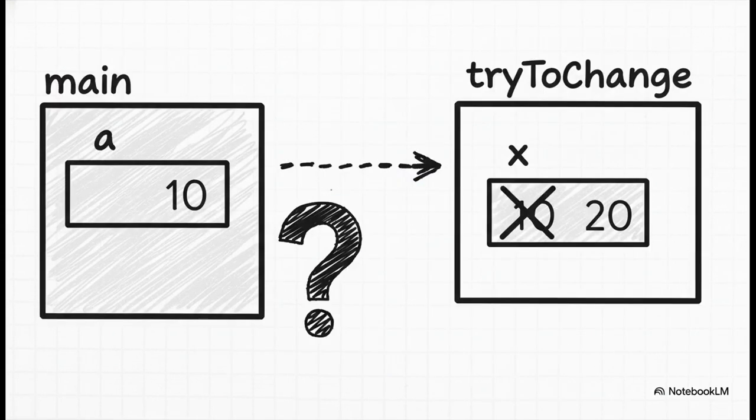Okay, look closely at this code. Inside main, we create a variable a and set it to 10. Then we pass a into our try to change function. Inside that function, it takes the value, calls it x, and changes it to 20.